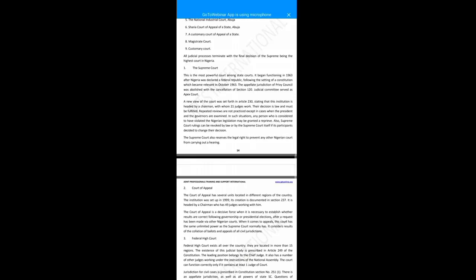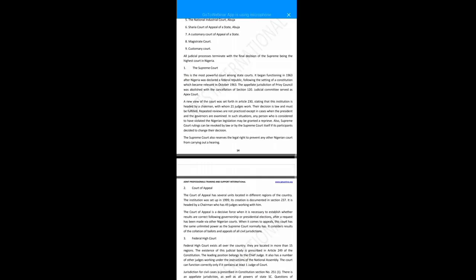The Supreme Court is created in Section 237 of the 1999 Constitution. It is headed by a chairman who has 49 judges working with him. So the Supreme Court also has the same unlimited power as the Court of Appeal, which has the same level of power as the Supreme Court.